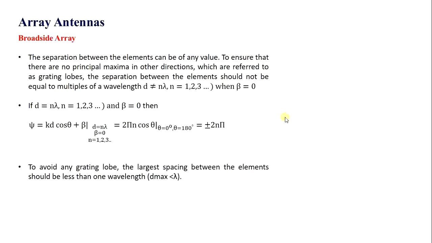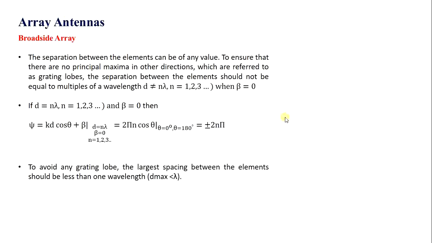Now, the separation between the elements can be of any value. To ensure that there are no principal maxima in other directions, which are referred to as grating lobes, the separation d must not be equal to n lambda, where n is equal to 1, 2, 3 and so on, when beta is equal to 0. If d is equal to n lambda, n equal to 1, 2, 3 and beta equal to 0, then you can see there will be maxima in undesired directions.